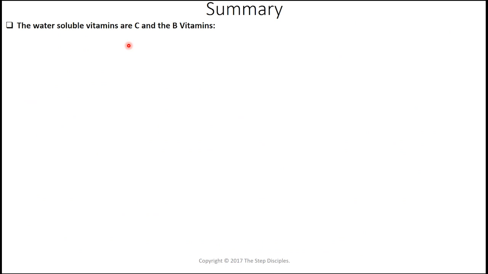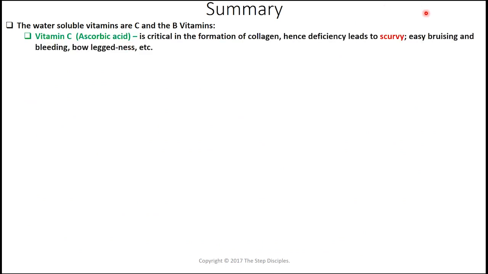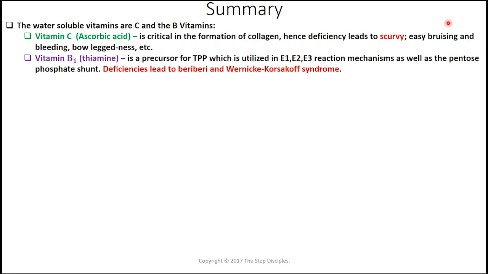The water-soluble vitamins are C and the B vitamins. So, vitamin C, or ascorbic acid, is critical in the formation of collagen. Hence, deficiency leads to scurvy, easy bruising, bleeding, bow-leggedness, etc. All that is just a result of not having collagen, and collagen plays a major role in the tunica media of the blood vessels, and so you rupture the blood vessels, which is what bruising is. Those superficial vessels of the skin being ruptured, you get bruising. You get bow-legged because bone is made up largely of calcium and collagen matrix, the organic matrix. So collagen and other glycosaminoglycans and what have you.